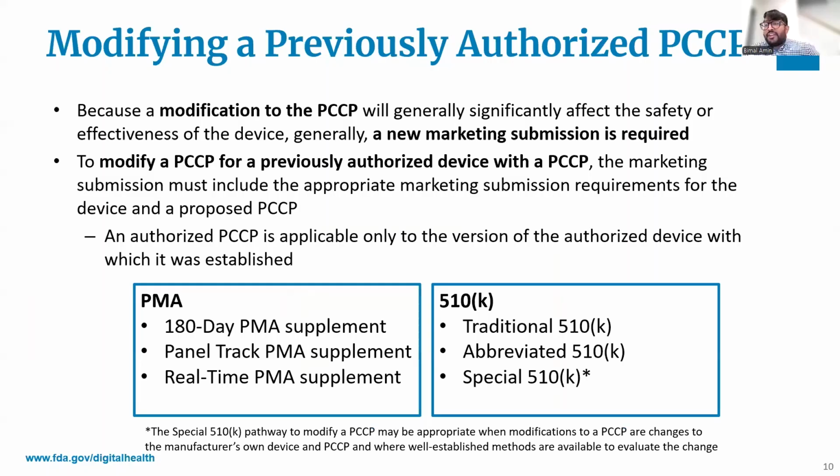If you already have an authorized PCCP, but you want to change the PCCP, for example, to add new types of modifications that weren't authorized in the previous authorized PCCP, you generally need to submit a new pre-market submission because changes to the PCCP can significantly affect the safety and effectiveness of the device. The appropriate submission type depends on your device and must include the appropriate marketing pre-market submission requirements for the device and a proposed PCCP. There is one exception worth noting.